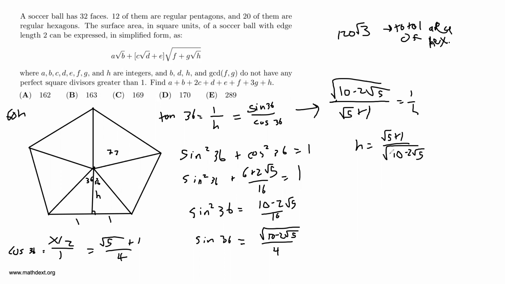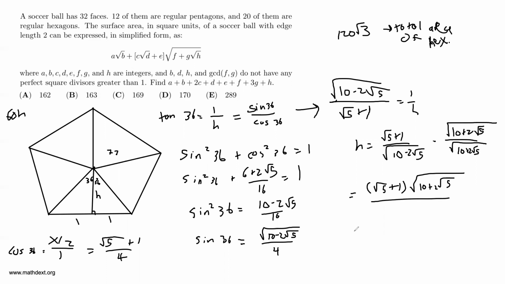So now let's go ahead and try to simplify this to make it have a nice rational denominator by multiplying the numerator and the denominator by 10 plus 2 root 5. And what you get is on the numerator, you have root 5 plus 1 times square root of 10 minus 2 root 5, 10 plus 2 root 5, excuse me. On the denominator, you get a nice simple square root of 80, when you multiply these two out.